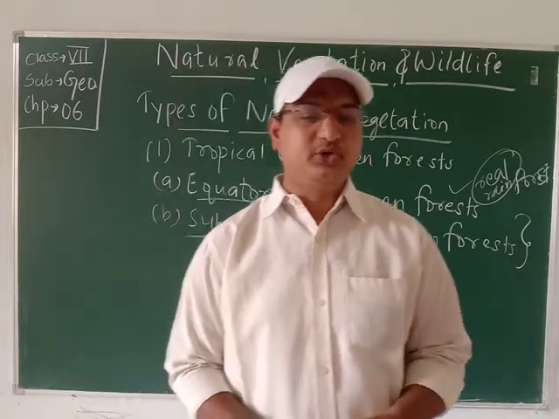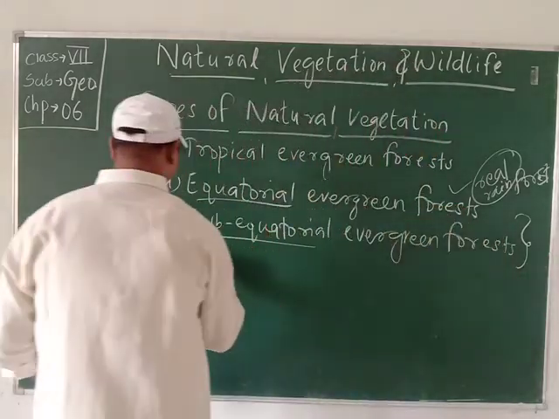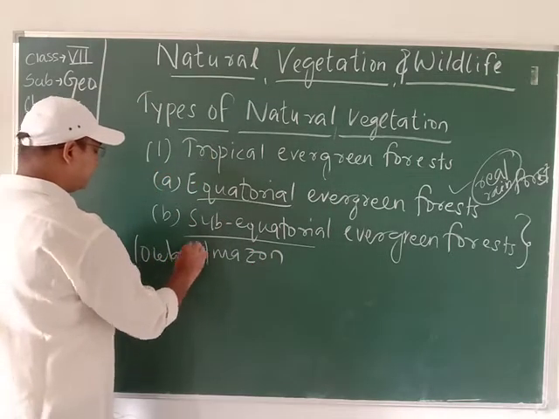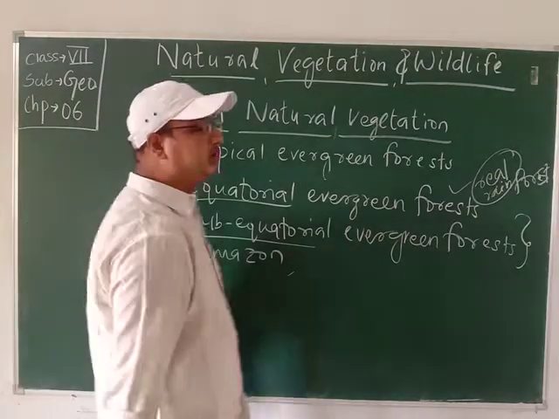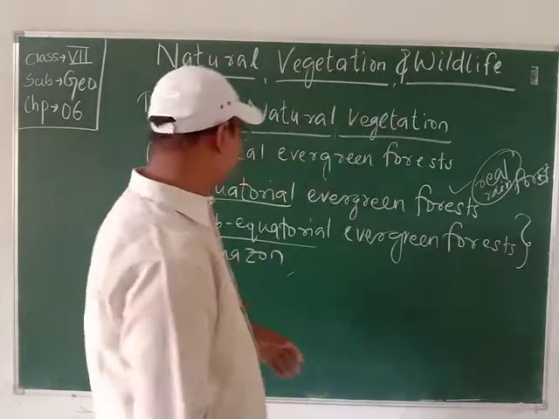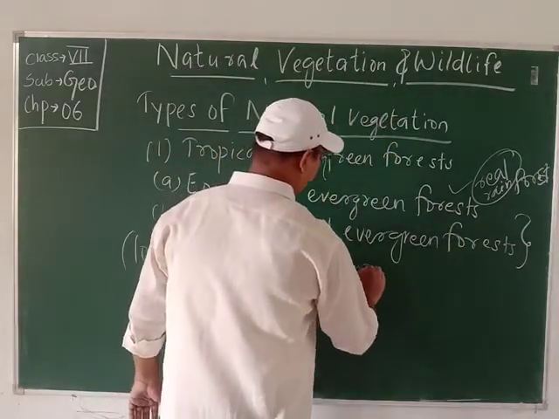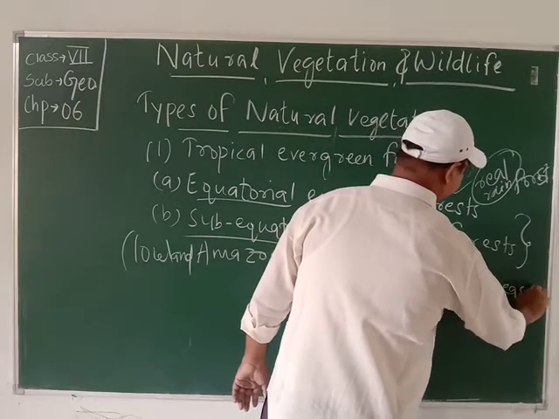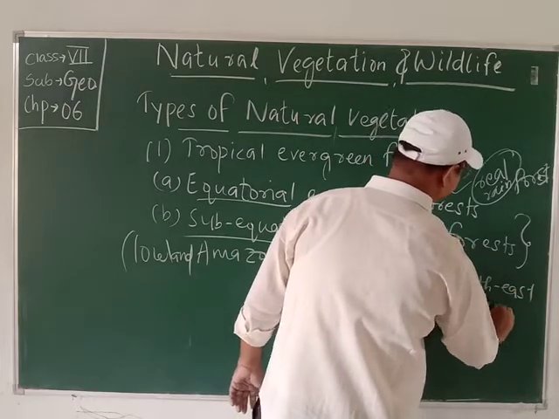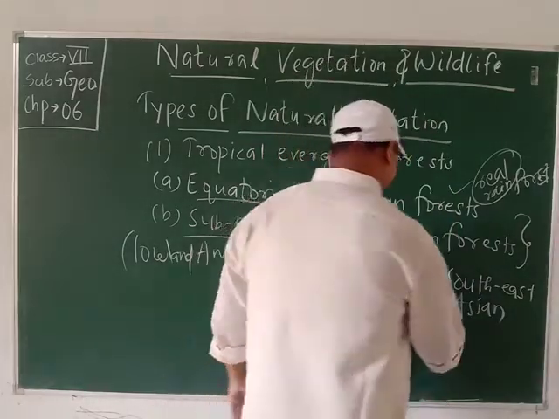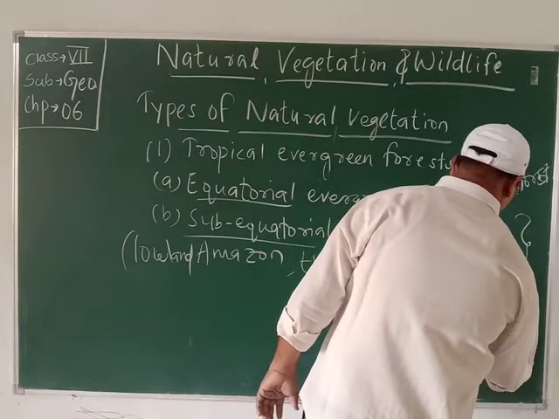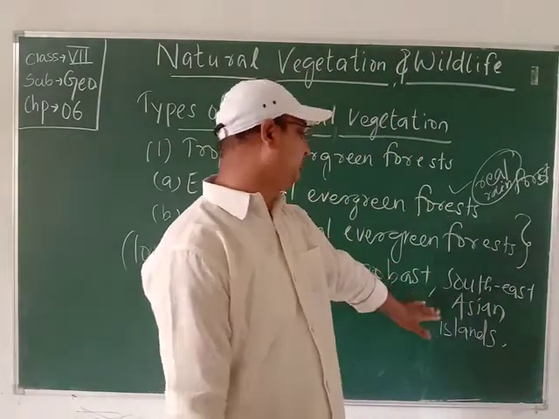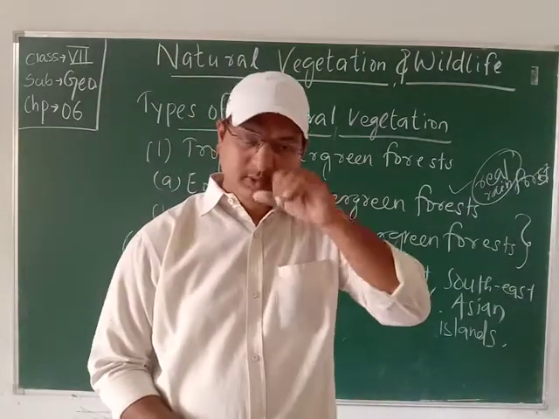The greatest expansion of equatorial evergreen rainforests is found in the lowland Amazon, the Congo basin, and Southeast Asian islands, Indonesia and Papua New Guinea. So the Southeast Asian islands belong especially to Indonesia.